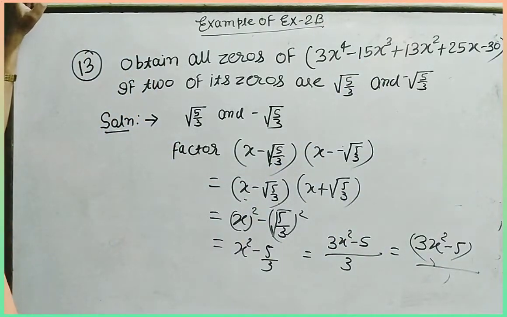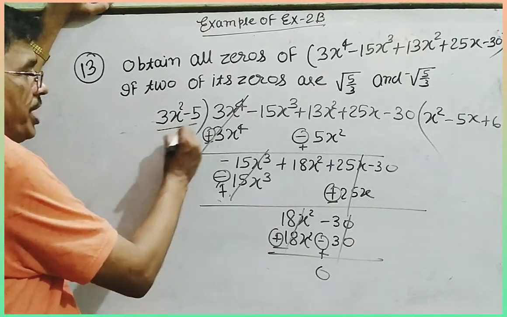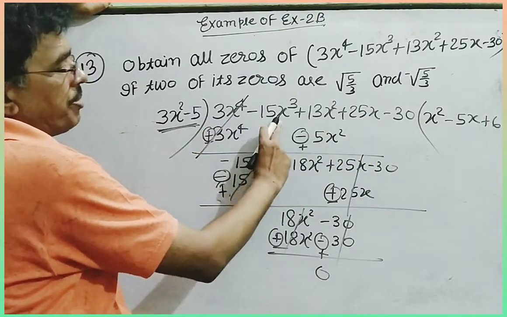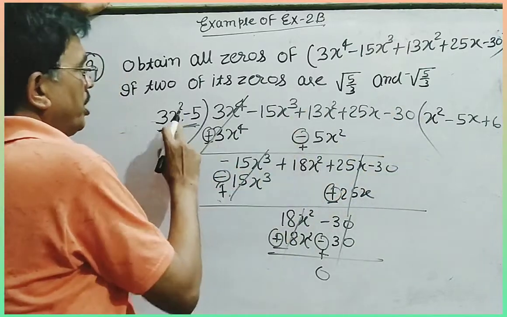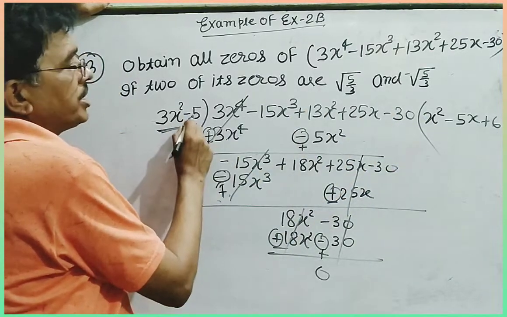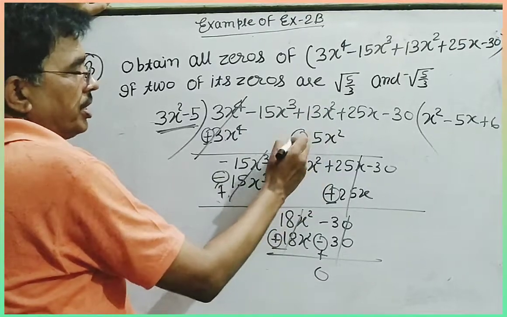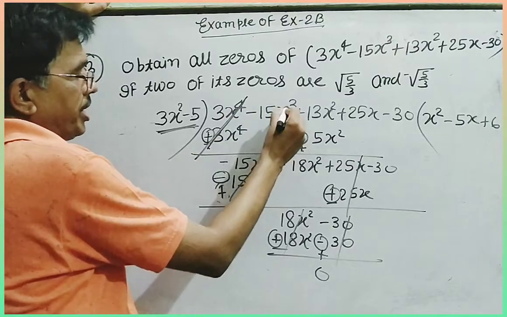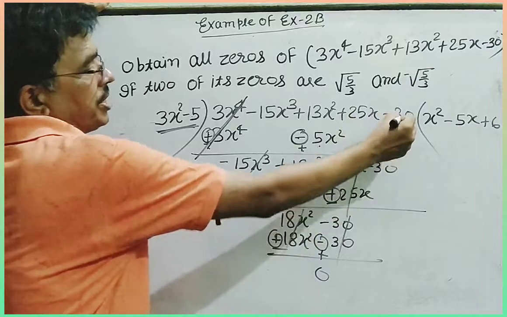Then it is divisible by the polynomial 3x square minus 5. I write here 3x to the power 4 minus 15x cube plus 13x square plus 25x minus 30. First x square, then 3x to the power 4 minus 5x square. So I write here minus 5x square. Sign will be changed, minus plus, plus minus, it cancels. Then it is minus 15x cube and 13 plus 5, 18x square plus 25x minus 30.